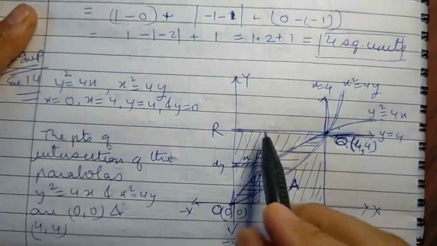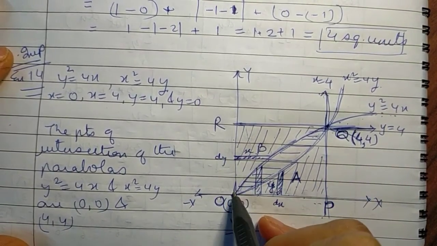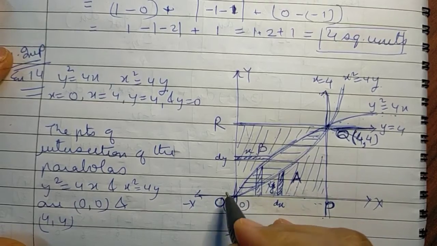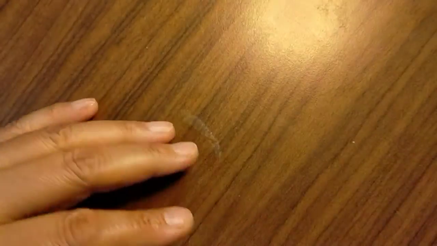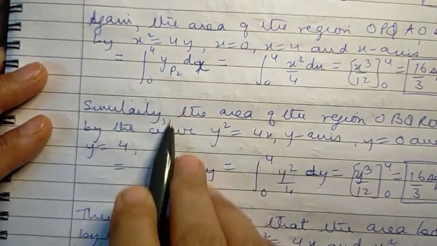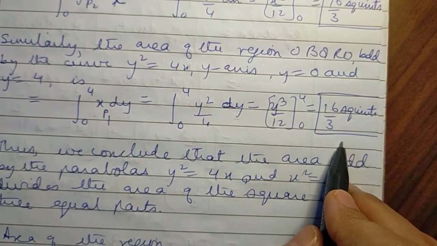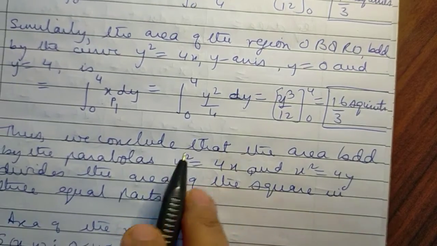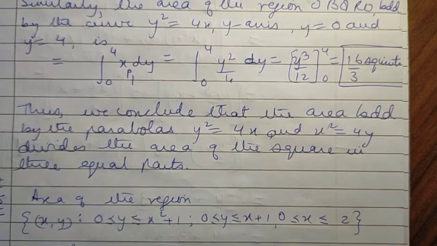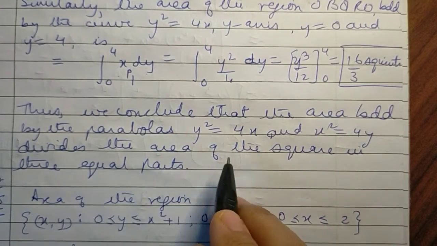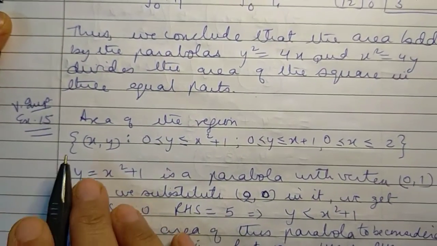Similarly, the third area will be found between parabola 1, which is y squared equal to 4x, the y-axis, and between y equal to 0 to 4. So we draw a strip and integrate from 0 to 4, and what we get is x on parabola 1 dy from 0 to 4, which again comes out to be 16 by 3 square units. And so we see that the two parabolas divide the area of the square into 3 equal parts. Next we come to question number 15.